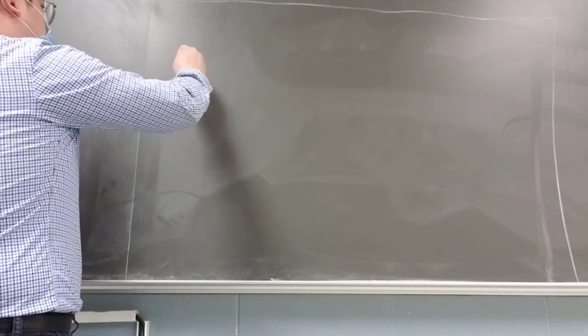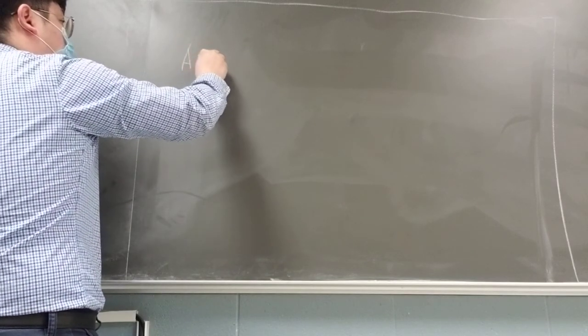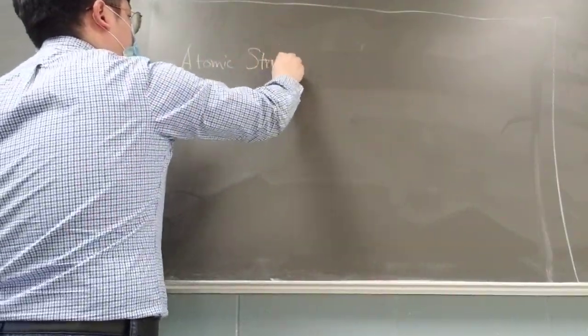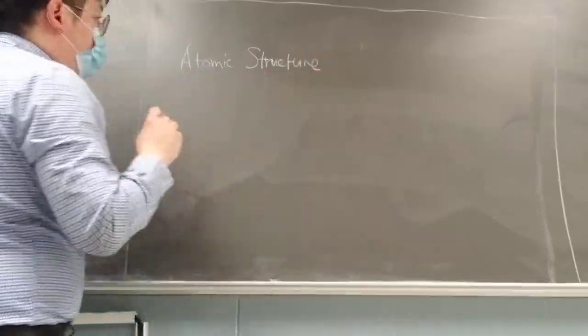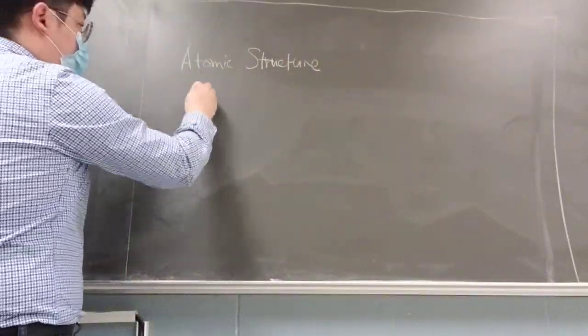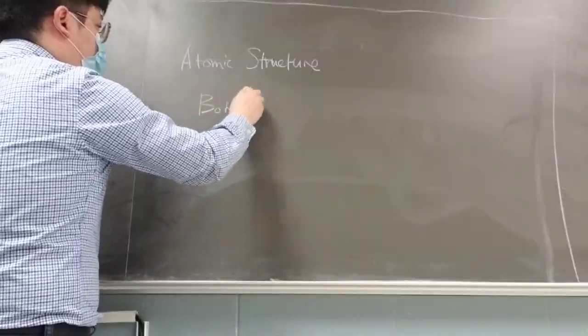Okay? So in chapter 2, we start talking about some atomic theory. Let's start talking about atomic structure. Here, we're actually going to follow Bohr's model.